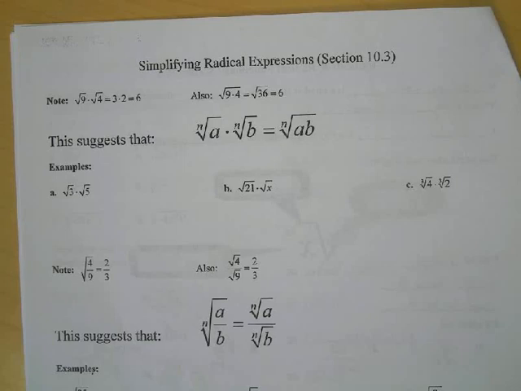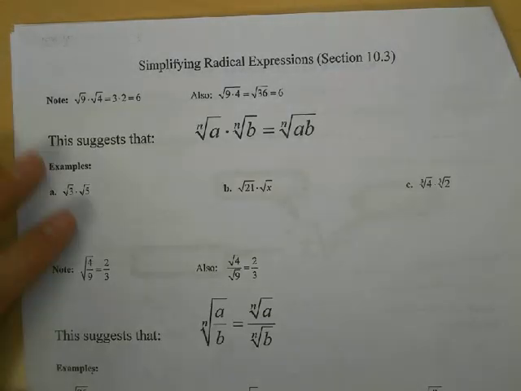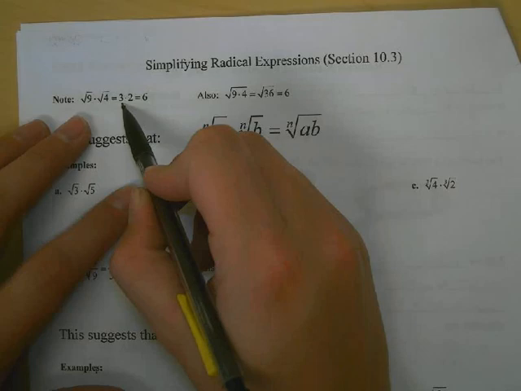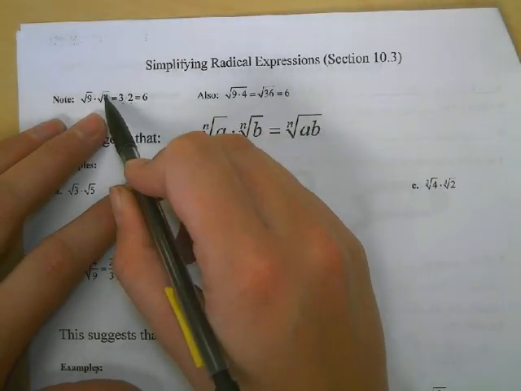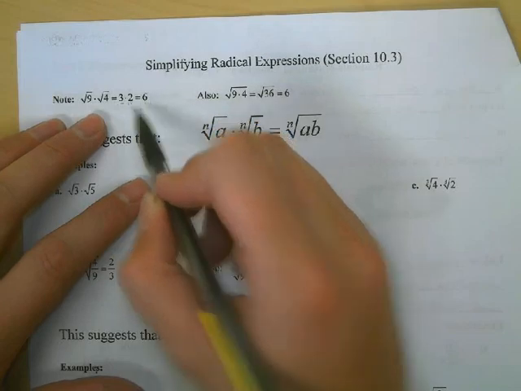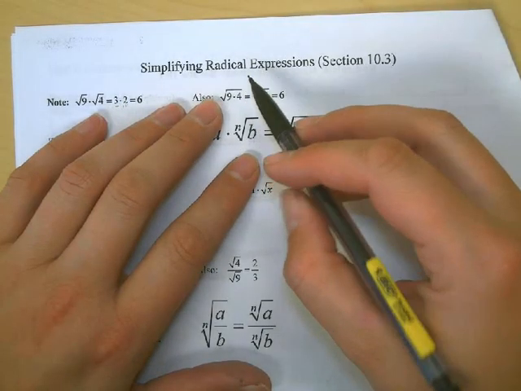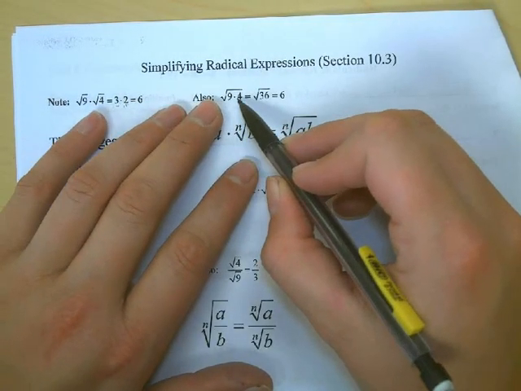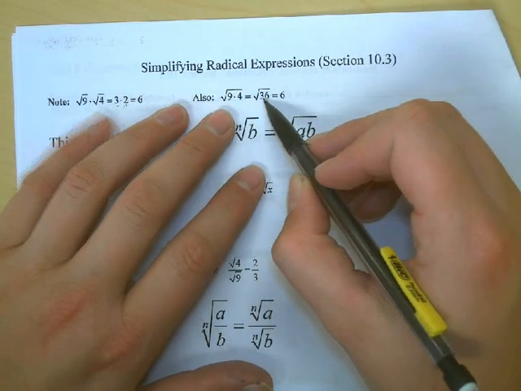Okay, so 10.3, we're still looking at breaking down radicals, and we're going to look at a couple of little properties of radicals, right? So, for instance, the square root of 9 is 3, and the square root of 4 is 2. If I multiply those together, 3 times 2 gives me 6, right? So, over here, if I do the same thing but multiply them first underneath that radical, 9 times 4 is 36, the square root of 36 is just 6.